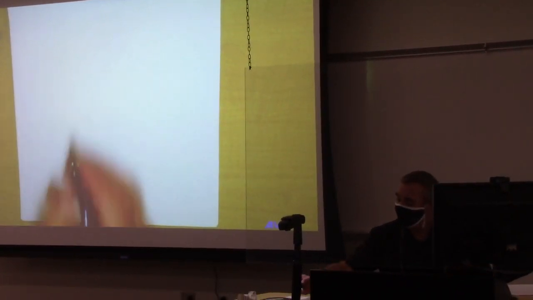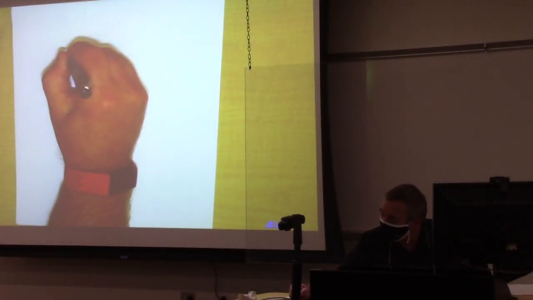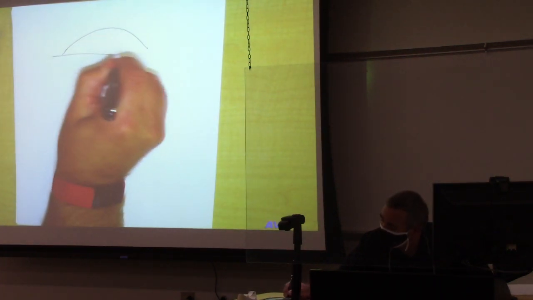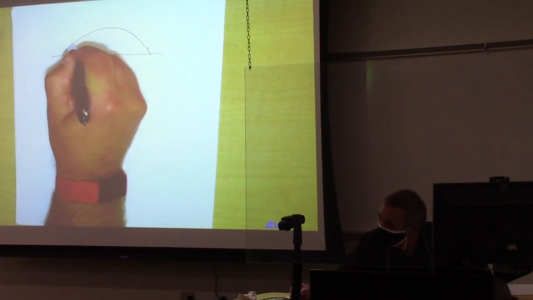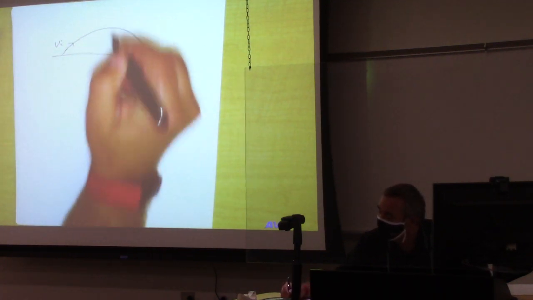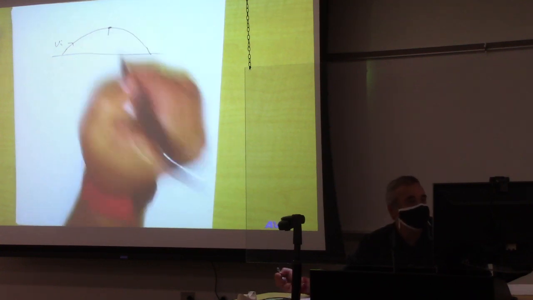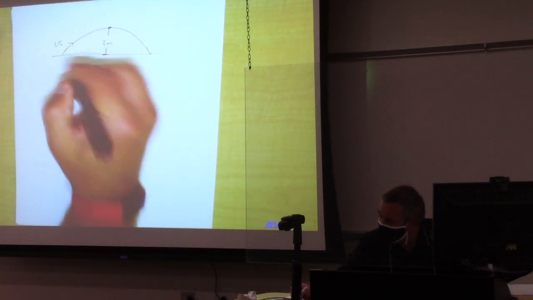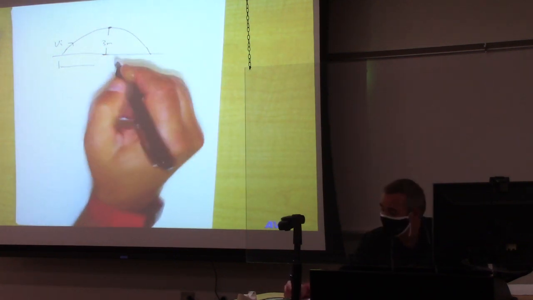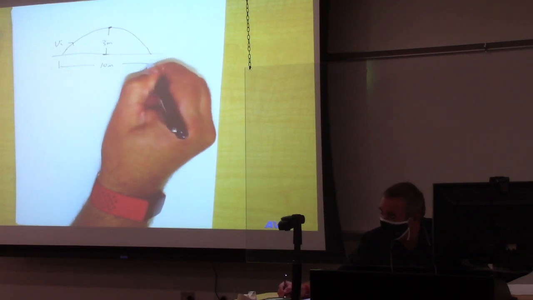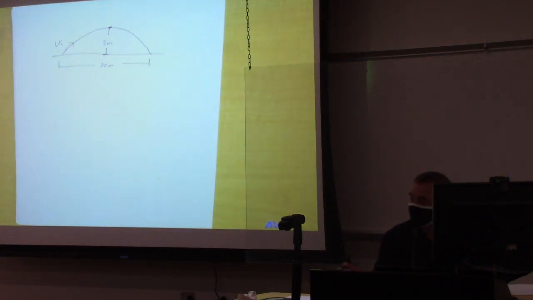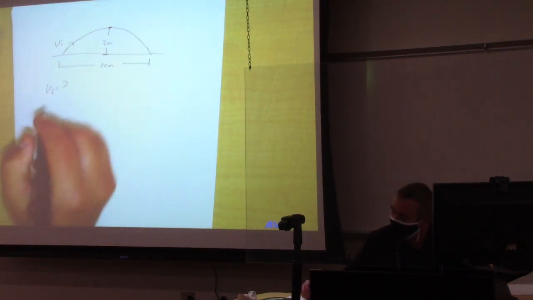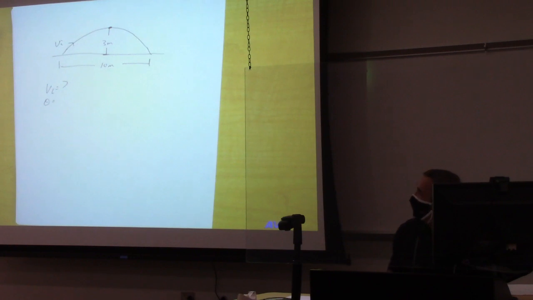Okay, so it's kind of like this picture. So this is the overall speed. This is the maximum height. They tell us it's 3 meters. And then they tell us this distance here is 10 meters. So what is the speed when it leaves the ground? So what is the overall velocity? And then also what is this angle? Okay.